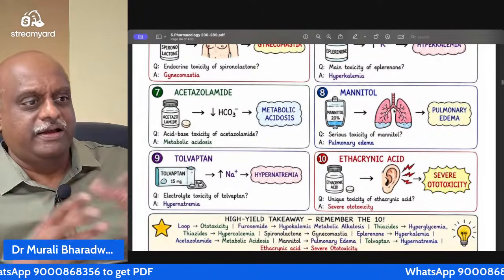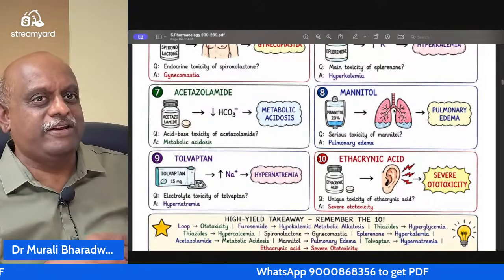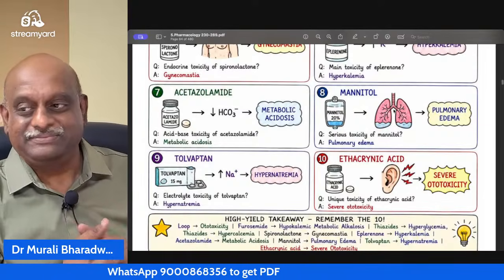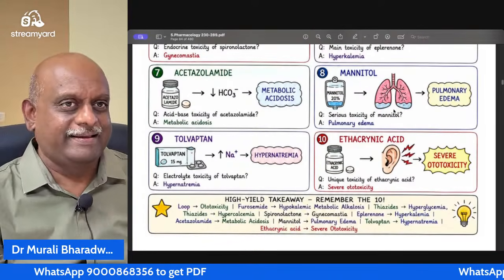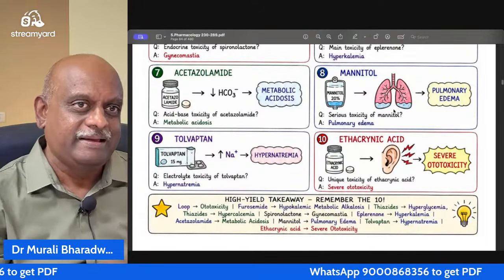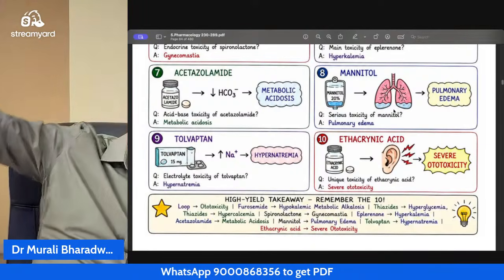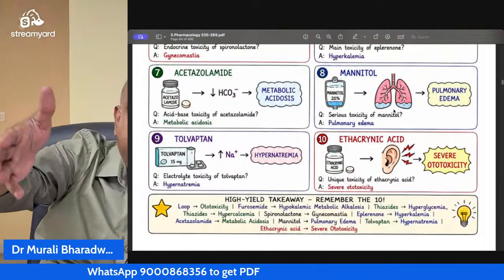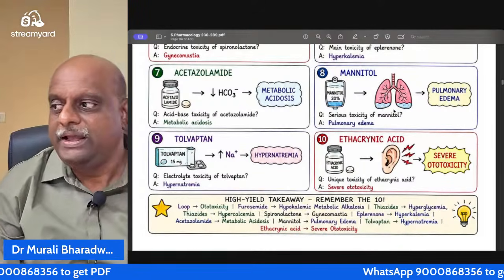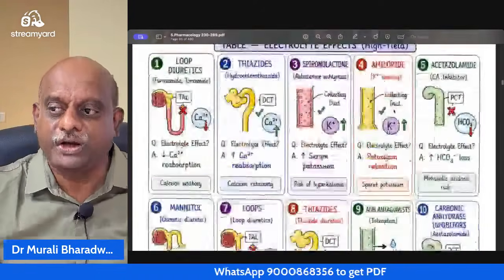Mannitol's function is what? Retain water in the blood vessel. In pulmonary edema it will not work. Never use mannitol if the patient has pulmonary edema. Mannitol worsens the pulmonary edema. Tolvaptan, an ADH antagonist, can lead to hypernatremia, because tolvaptan is used when there is SIADH, a state of hyponatremia. If you give an ADH antagonist, that leads to hypernatremia. Ethacrynic acid can lead to severe ototoxicity, which you need to remember.